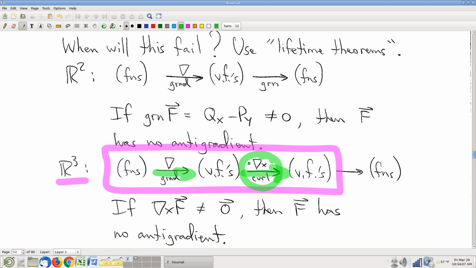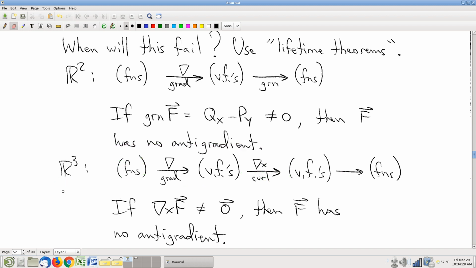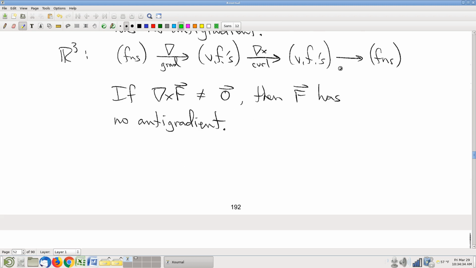And you may take my word for it at this stage that if the curl is 0, then there is an anti-gradient, and if the curl is not 0, then there is not an anti-gradient. And again, it's just sort of the lifetime of 2 point of view on these diagrams. Again, justifications to come later on. So here is an example.